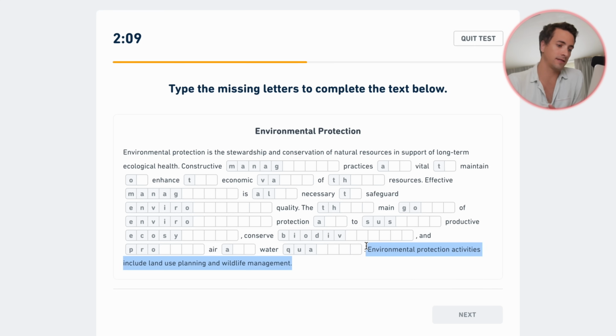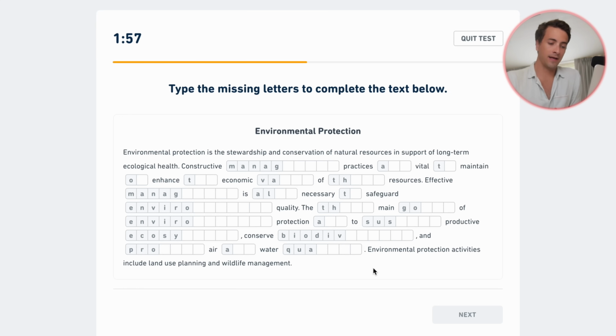The first sentence: Environmental protection is the stewardship and conservation of natural resources in support of long-term ecological health. Environmental protection activities include land use planning and wildlife management. So constructive management, this is common, by the way, that an incomplete word will appear in the first sentence, the last sentence, or the title. So management and management. Okay.